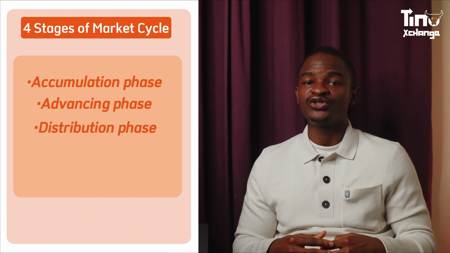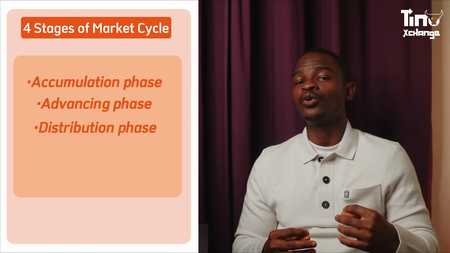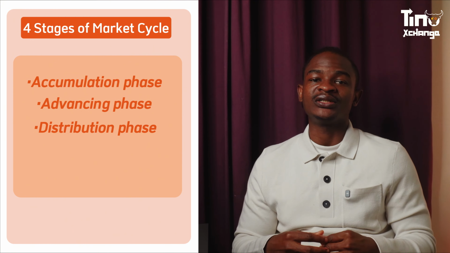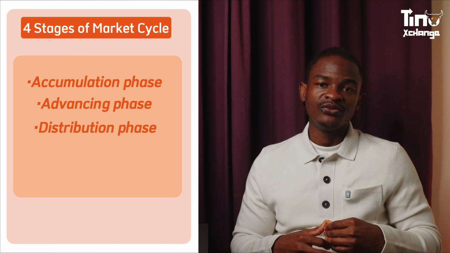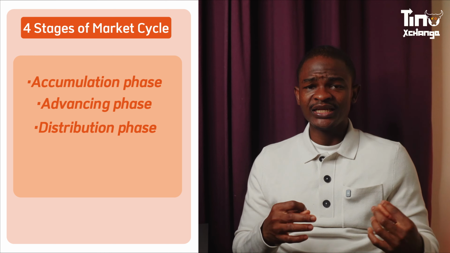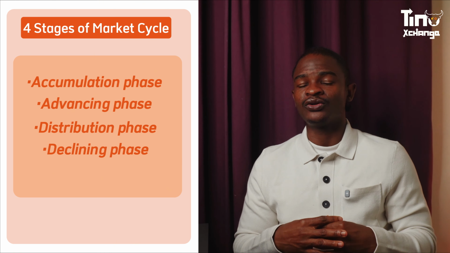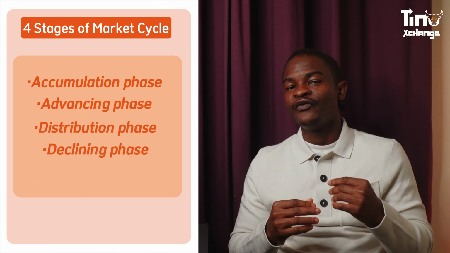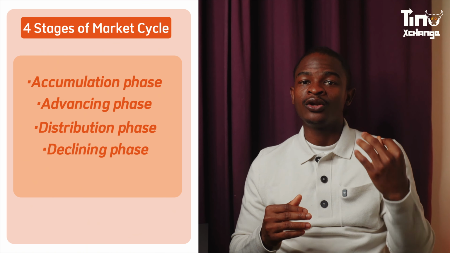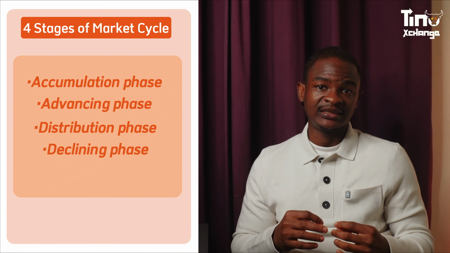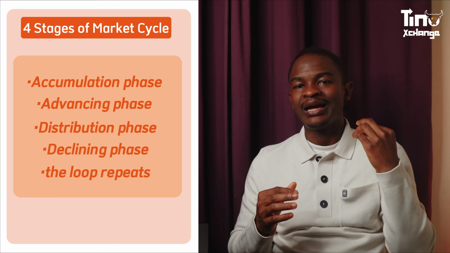Then we have the distribution phase. After significant upward moves, large players begin to offload positions. Price consolidates or forms a range near the top. Retail traders often enter late, just as smart money prepares to exit. Then the next is the declining phase, also known as the markdown phase. The market breaks downwards, forming lower highs and lower lows. Bearish sentiment grows, leading to panic selling. This continues until accumulation begins again, and it goes on and on.